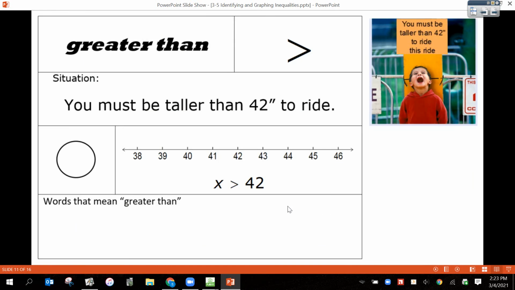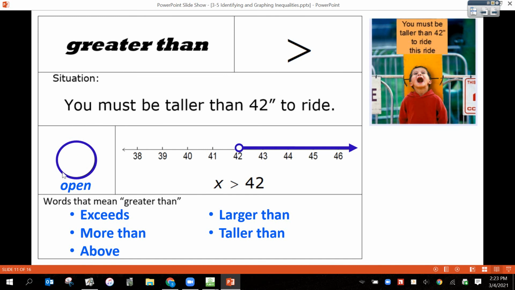Okay, on your notes, find the spot that says greater than. This one's located right below the one we just did, so go down. You must be taller than 42 inches. So does that include the 42? No. So in this case, we'll leave the circle open, so you can outline your circle with your marker. And then we have an open circle on the 42. But it can be anything greater than that, so we draw our arrow to the right. So what this means, it does not include 42, but it includes everything bigger than 42.